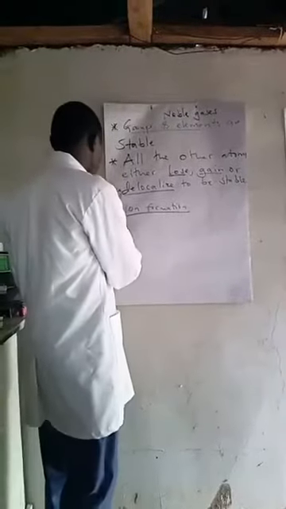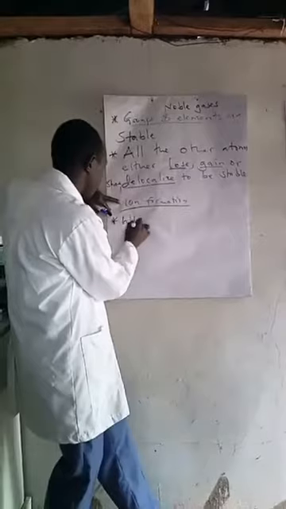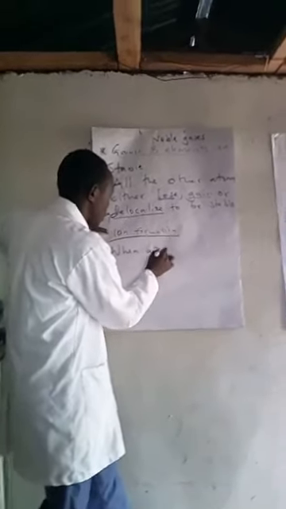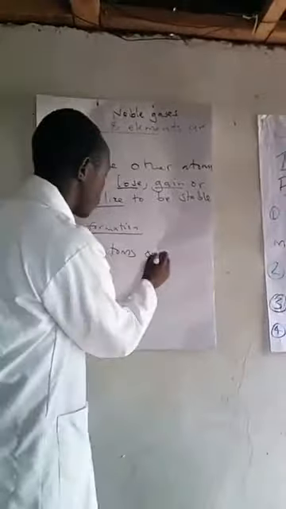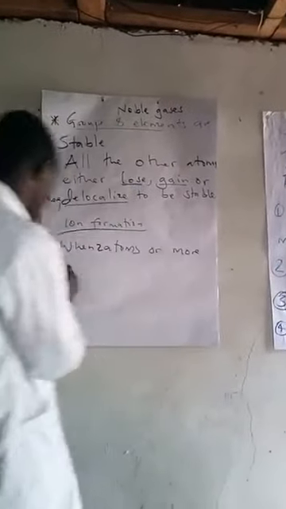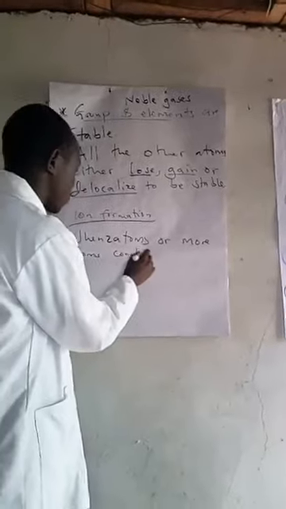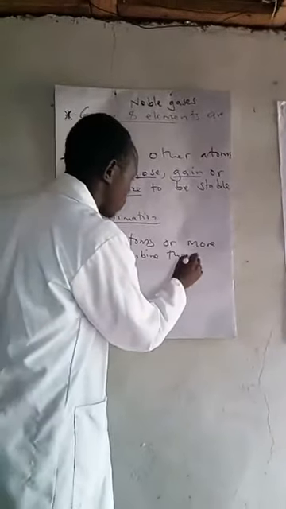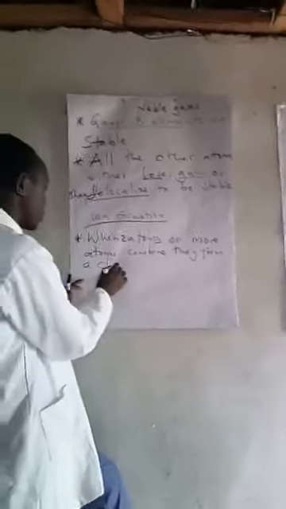So we say when two or more atoms combine, they form a chemical bond.